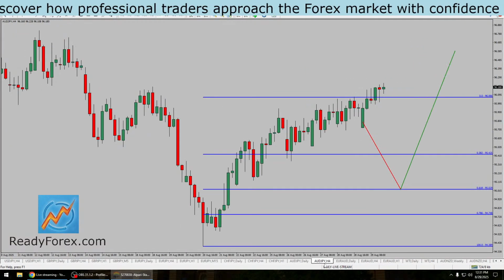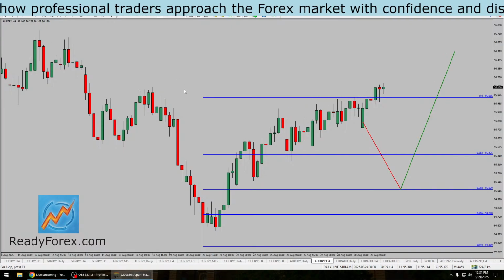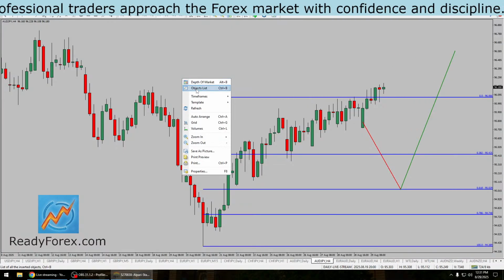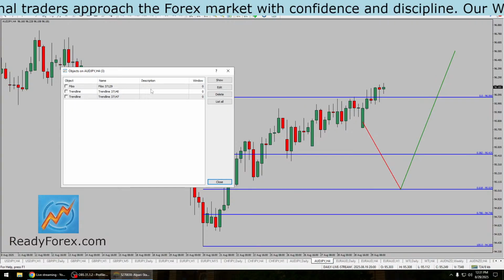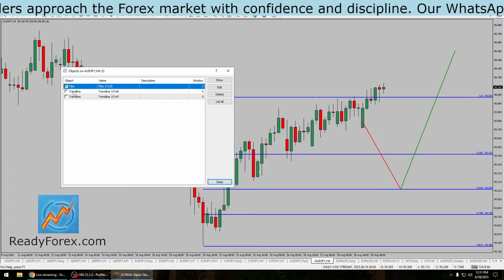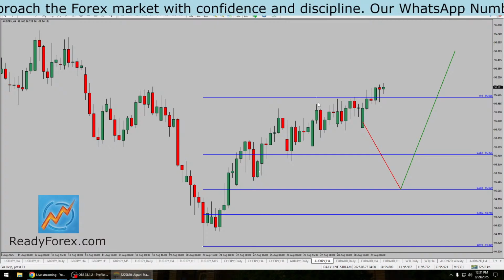Next one is the AUDJPY currency pair, which is moving up. And in AUDJPY, a good idea is basically to wait for a pullback first, then look for a potential buy trade setup. So let me add fib level.